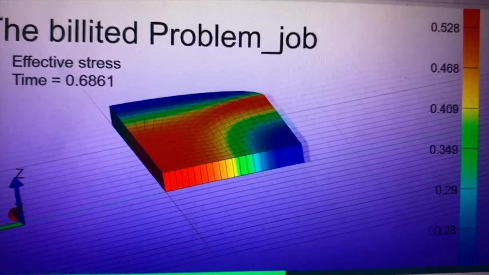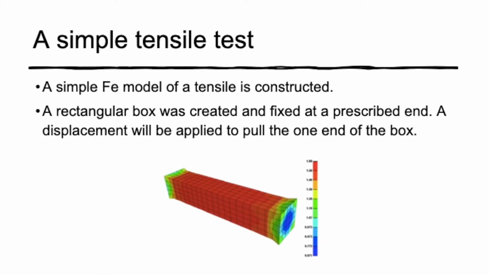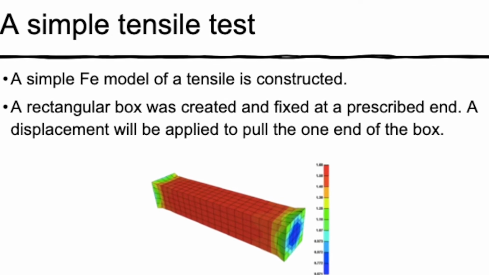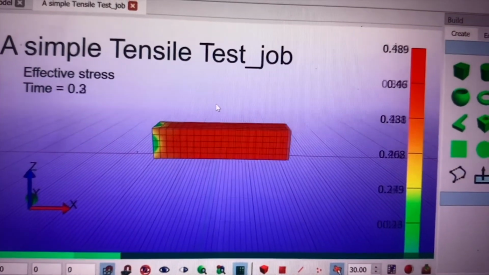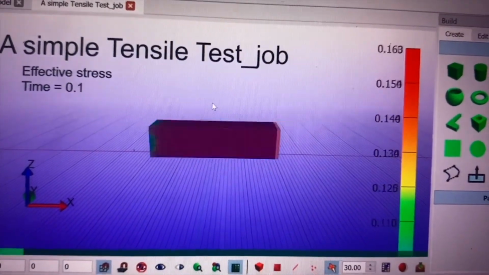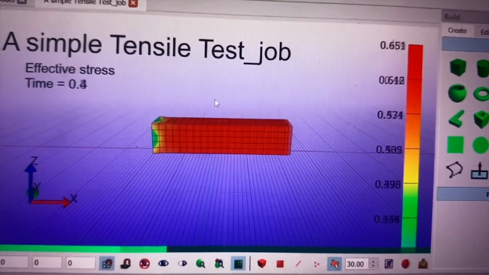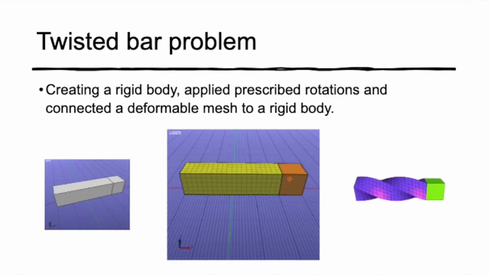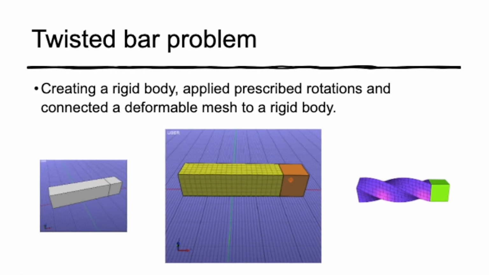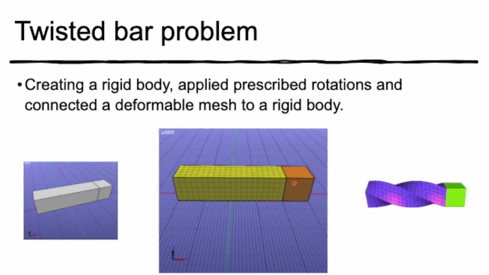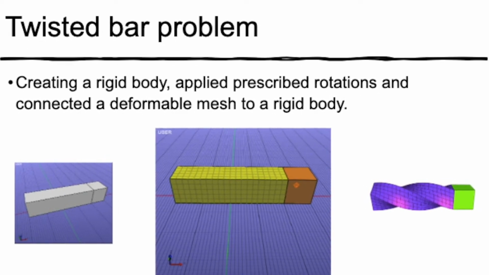Next, I worked my way through a simple tensile test. A rectangular box was created with a fixed prescribed end on the left side. A boundary condition was applied to pull one end of the box by applying a displacement. Next, I worked on a twisted bar problem, which consisted of a rigid body connected to a deformable mesh. An applied prescribed rotation was added, which allowed the deformable mesh to rotate.